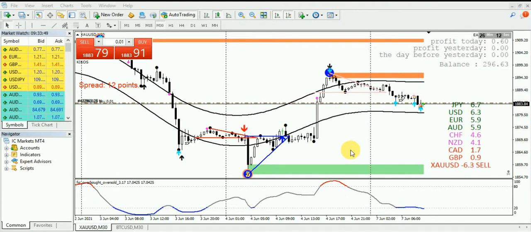Now you can see my balance is somewhere around 96.63, and my profit today is 0.60. Yesterday and the day before yesterday it's weekend, so there is no trade over there. I just started this somewhere around 5 a.m. in my country time, and it's still running with a decent profit. I just started recently and I've gotten 0.60.